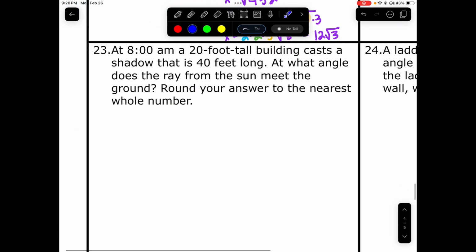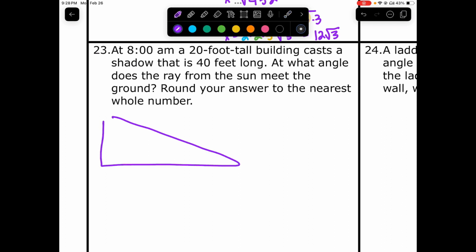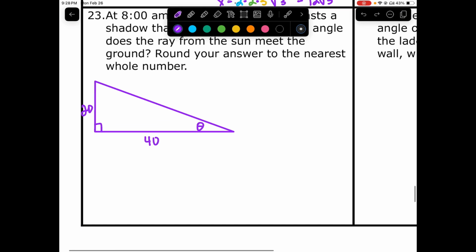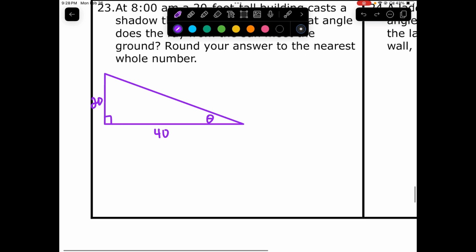23. All right, we got a 20-foot tall building with a 40-foot long shadow. Okay, so 20-foot tall building, 40-foot long shadow, and we're trying to figure out what angle meets the ground. So I just want to use the angle that's by the ground, in case you're wondering why I put it down there and not up here, because that's not the ground. Okay, so we've got opposite and adjacent, so this is going to be a tangent problem.